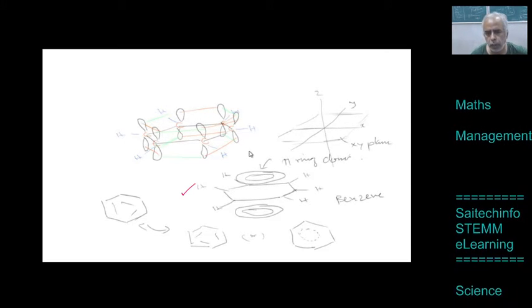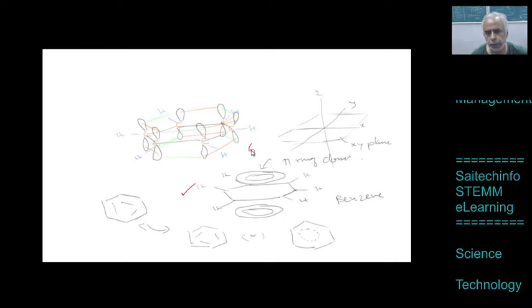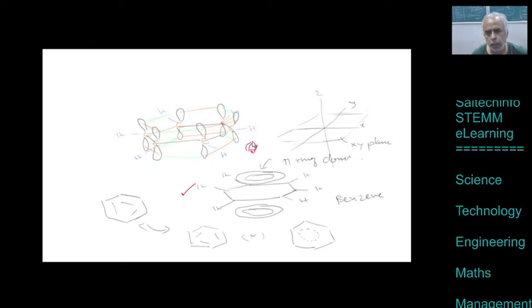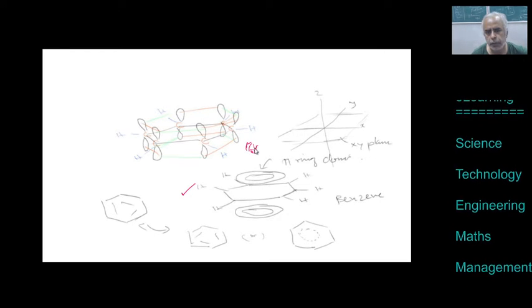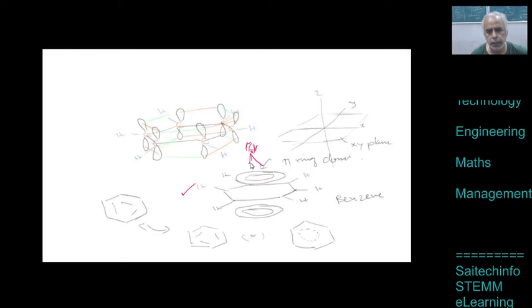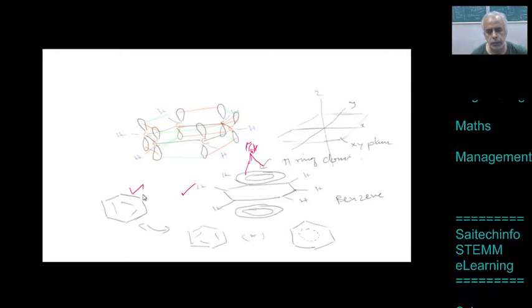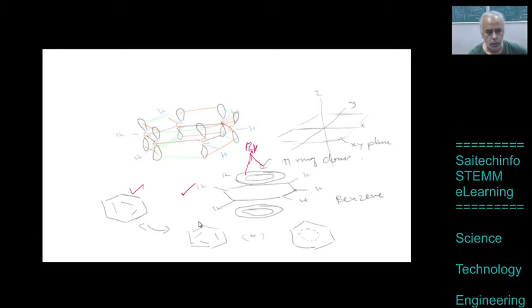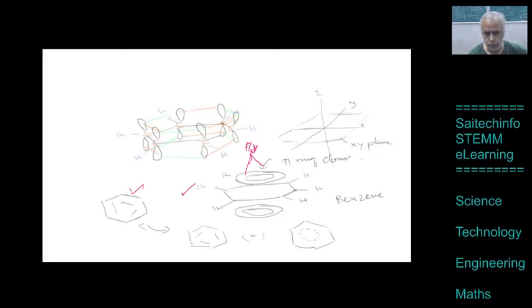Now when you look from the top view, from here, what happens, you are able to get a structure like this. This is the top view. So you can draw it comfortably later.